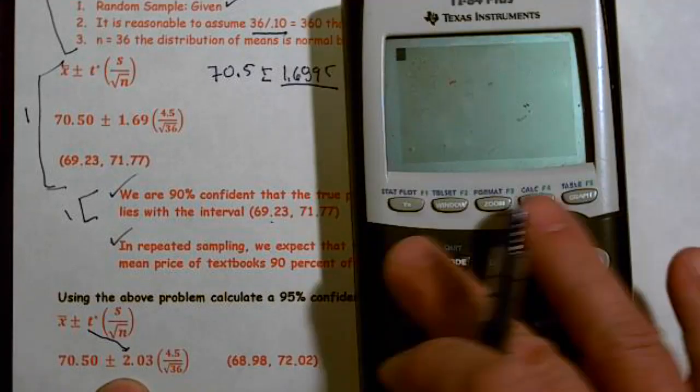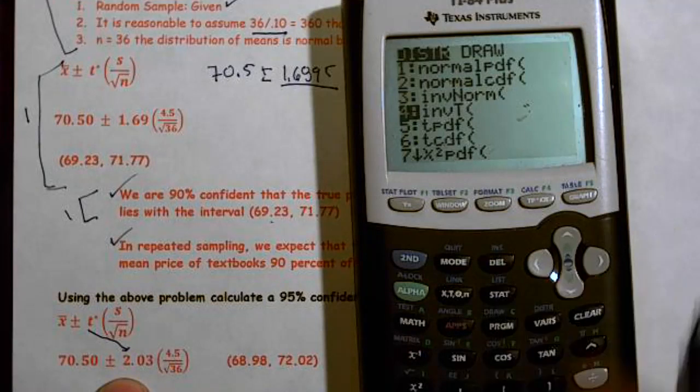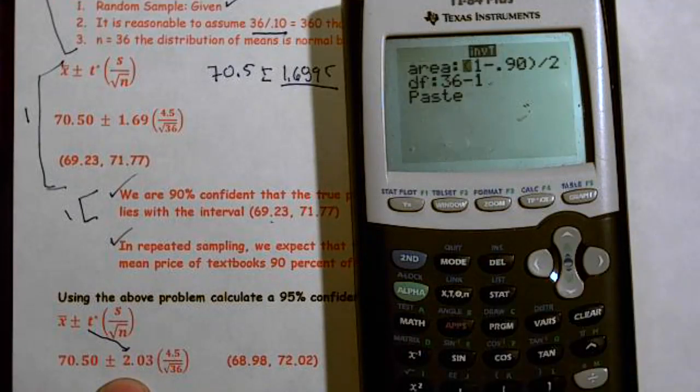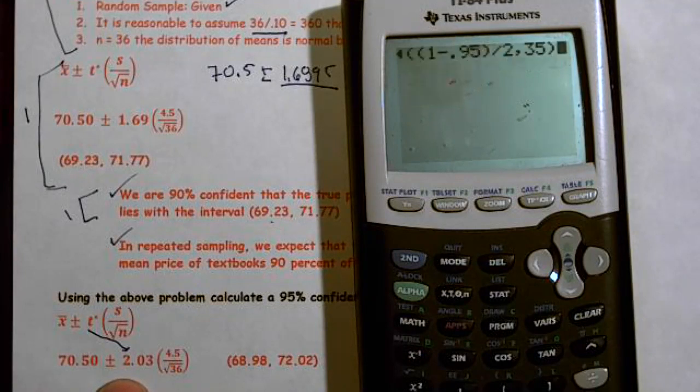So here we go, second vars, inverse T. And now my T star is going to be 95%, so parenthesis 1 minus 0.95, close parenthesis, divided by 2. Degrees of freedom are still 35. And I end up getting 2.03 for my T star.